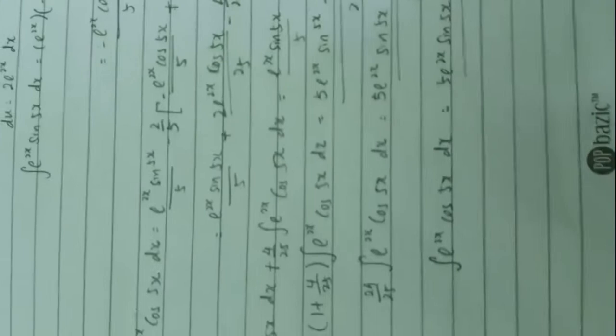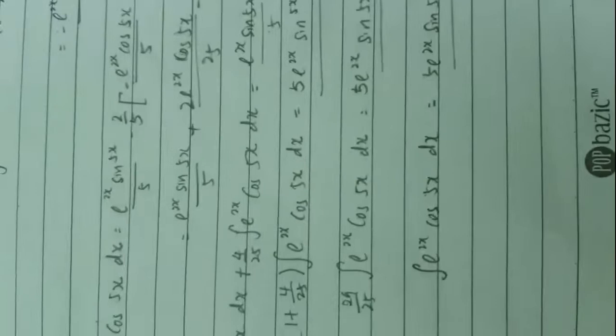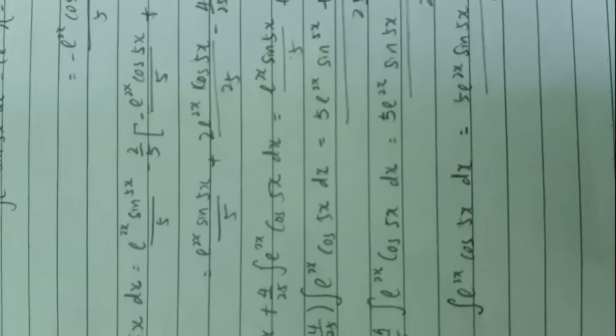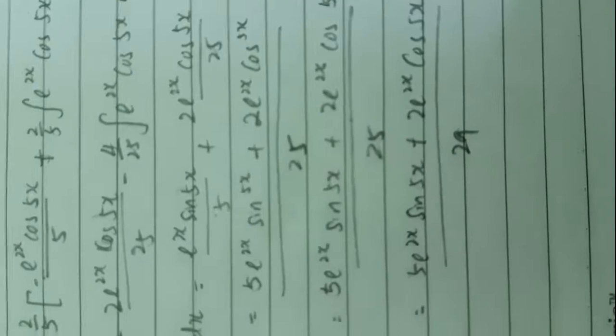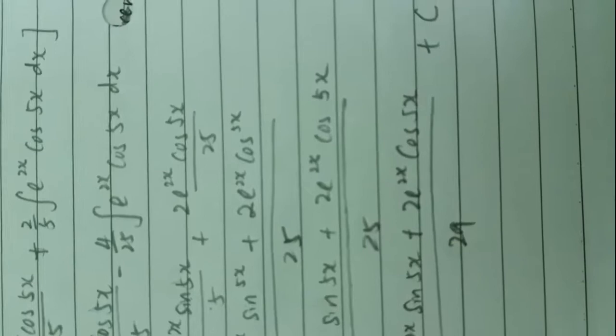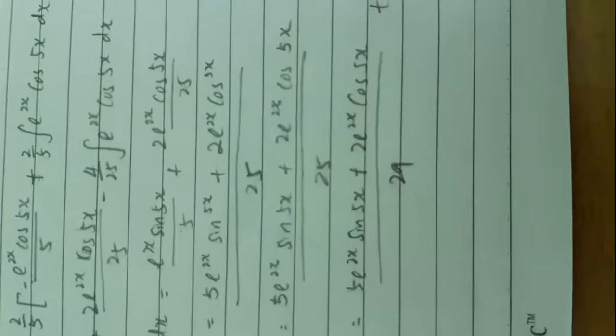Yeah, the last answer is the integral of e to the power of 2x cos 5x dx equals to, hello, can you hear? Okay. My answer is the integral of e to the power of 2x cos 5x dx equals 5e to the power of 2x sine 5x plus 2e to the power of 2x cos 5x over 29 plus c. Okay, good. The answer is correct.